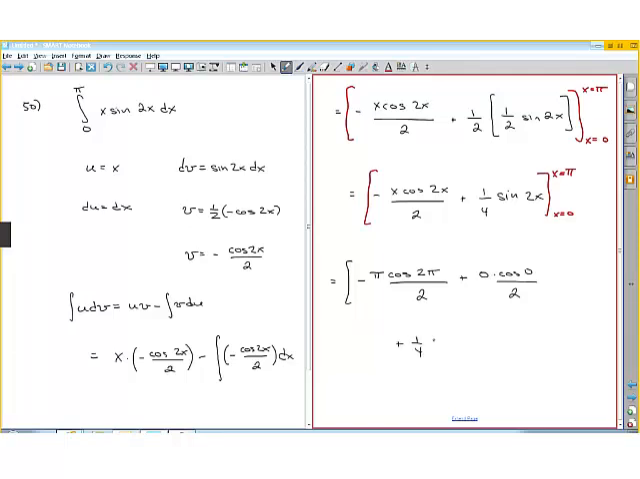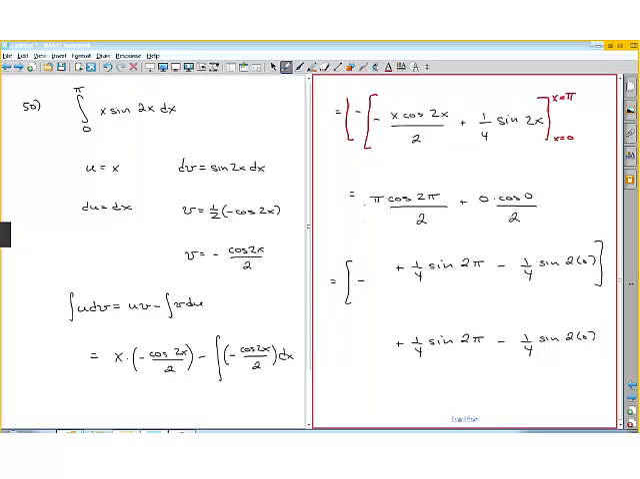And then we have plus 1/4 times the sine of 2 times pi, which is evaluating at the upper limit, minus 1/4 times the sine of 2 times 0, and that'll be the sine of 0, which is 0. So the sine of 2 pi is also 0, and this is 0. So the only thing we have left is this part. And the cosine of 2 pi is the same as the cosine of 0, which is 1. So we should end up with negative pi over 2. And so this is problem 50, and that is correct. Okay, so that's the right answer.